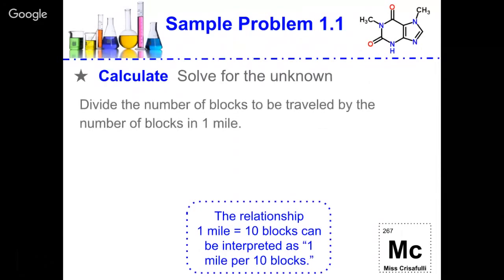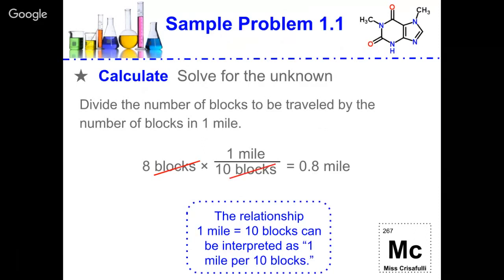So divide the number of blocks to be traveled by the number of blocks in 1 mile. Remember, the relationship is that 1 mile equals 10 blocks, and that can be interpreted as 1 mile per 10 blocks, and that "per" is going to be a division bar. So we're going to set up the problem like this. Blocks cancels because this is in the numerator and this is in the denominator.